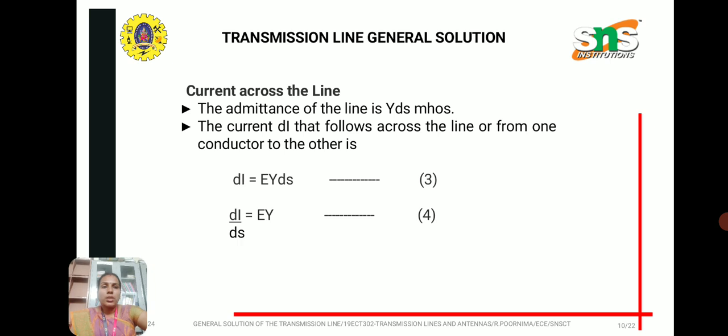Here the admittance is Y ds. So dI equals the voltage multiplied by Y ds, that is E into Y ds. So dI by ds is calculated: dI by ds is equal to E into Y.